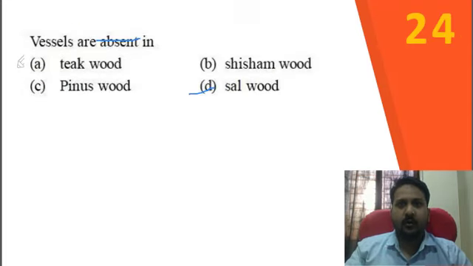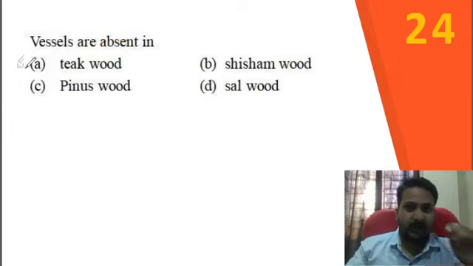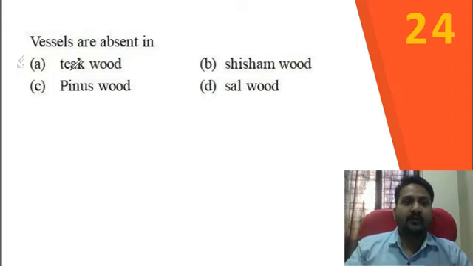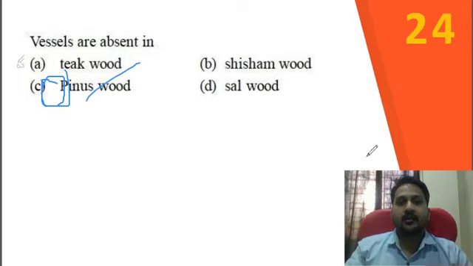Question number 24. See, vessels are absent. Here you can find the odd one out of these three. You can see Pinus is the odd one out of the three, where the vessels are absent. So the answer is C here. Question number 24, answer is C. Mark it. We are moving forward very fast with the next question.